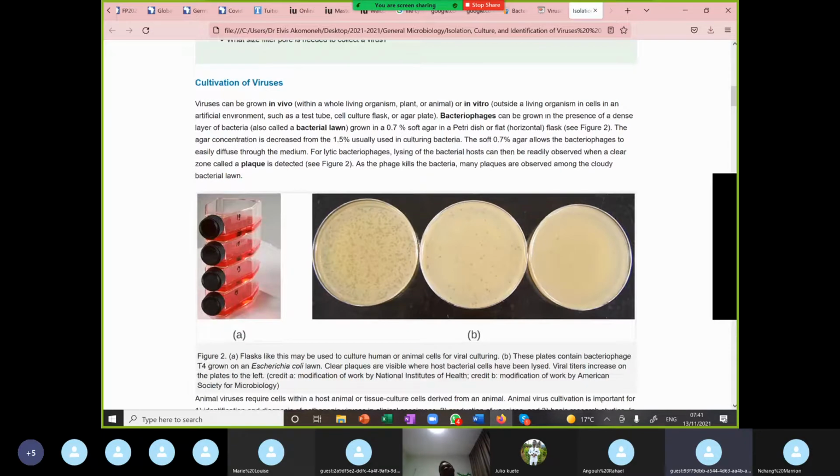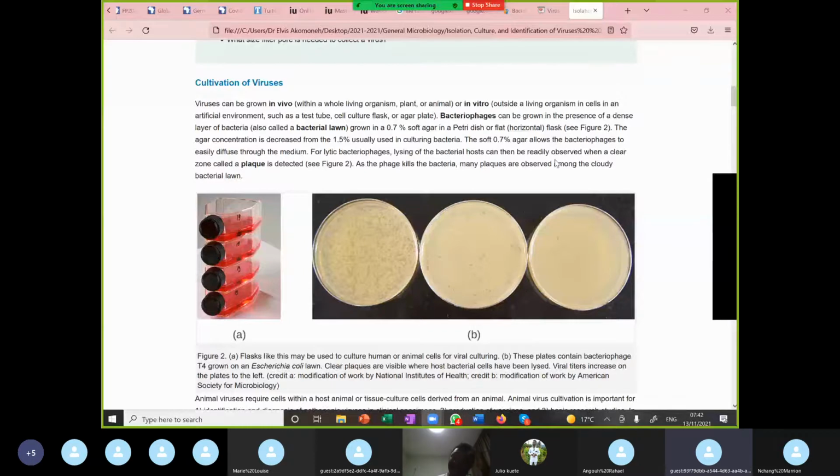So as I indicated earlier, we are unable to culture viruses using synthetic media because they don't have the capacity for independent replication. They are also unable to synthesize their own proteins. So we will always require a living host, a living tissue, to culture these viruses.